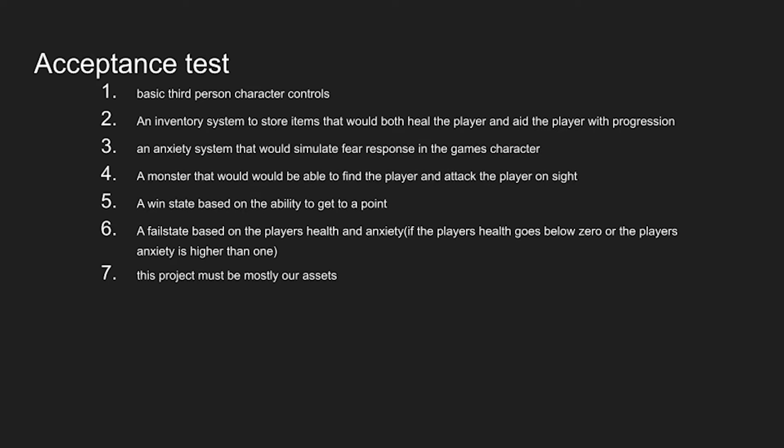To keep this project on track and to fight against feature creep, we put together some basic objectives for this game. First, a basic third-person character control. Second, an inventory system that would store items that would both heal the player and aid the player with progression. Third, an anxiety system that would simulate fear response in the game's character. Fourth, a monster that would be able to find the player and attack the player on sight. Fifth, a win state based on the ability to get to a point.